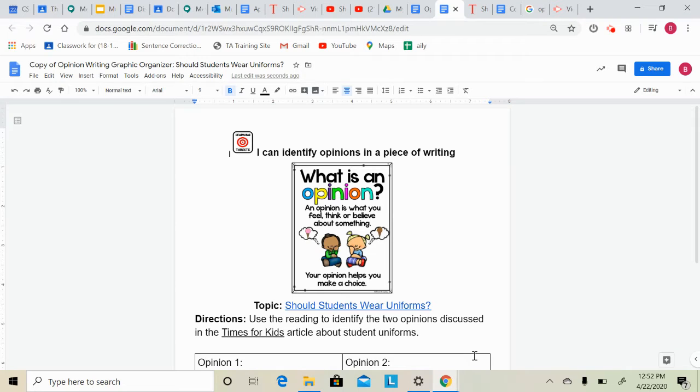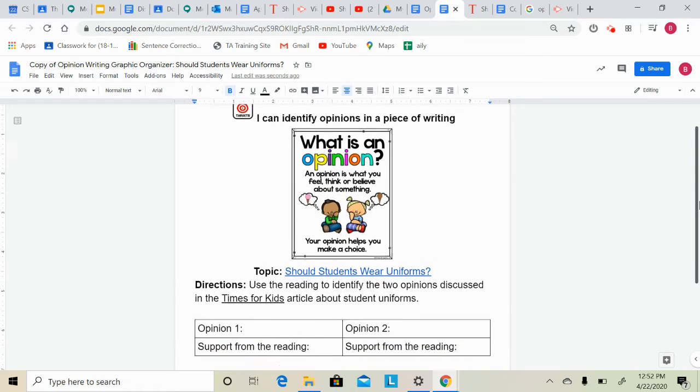Hi everyone, today's lesson is about identifying opinions in a piece of writing. So that is our goal by the end of the lesson, to be able to identify opinions in a piece of writing. First thing we need to know is, what is an opinion? An opinion is what you feel, think, or believe about something. An opinion can help you make a choice about something.